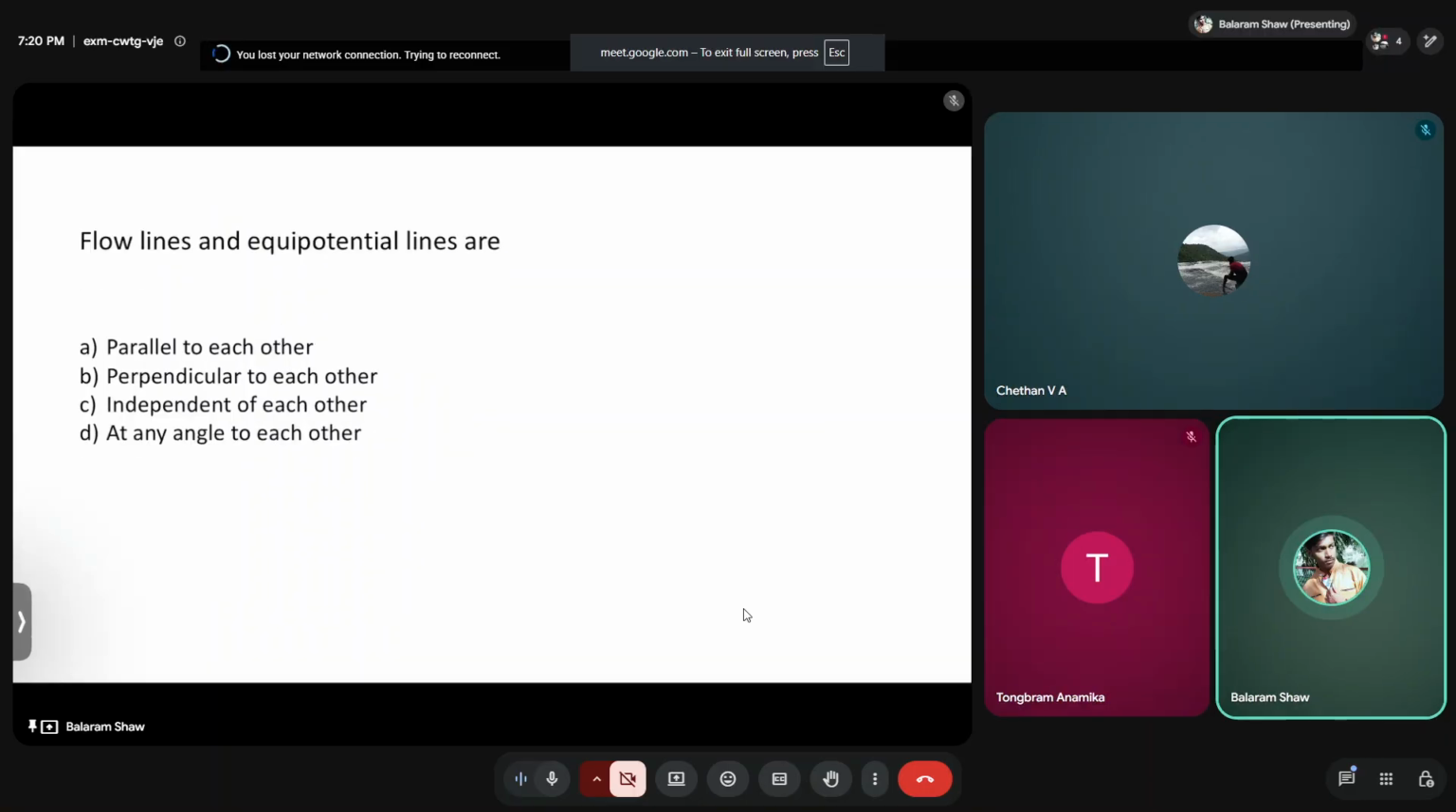Okay, so the correct answer is that flow lines and equipotential lines are perpendicular to each other, right? That's what we have seen. So the correct answer is B, that is perpendicular to each other. Okay, we'll move to the next question then.